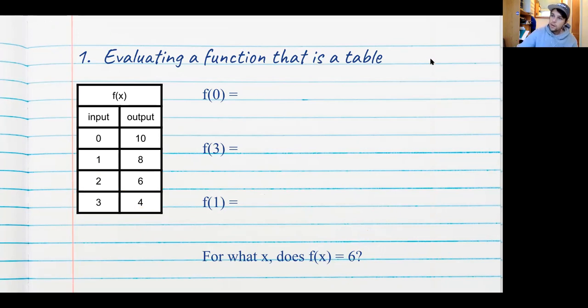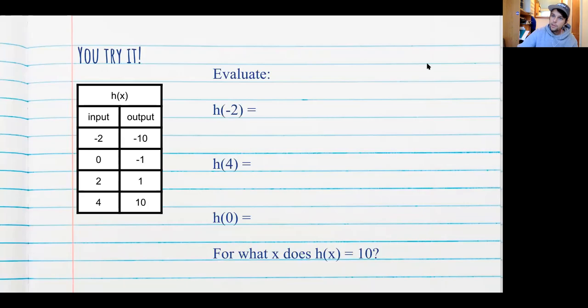You try the same process on the next table right here. Let me click to the next one. Go ahead and try this different table. Try to evaluate the function and try to figure out this last question as well. Pause the video and try these problems, and then I'll go over the answer.